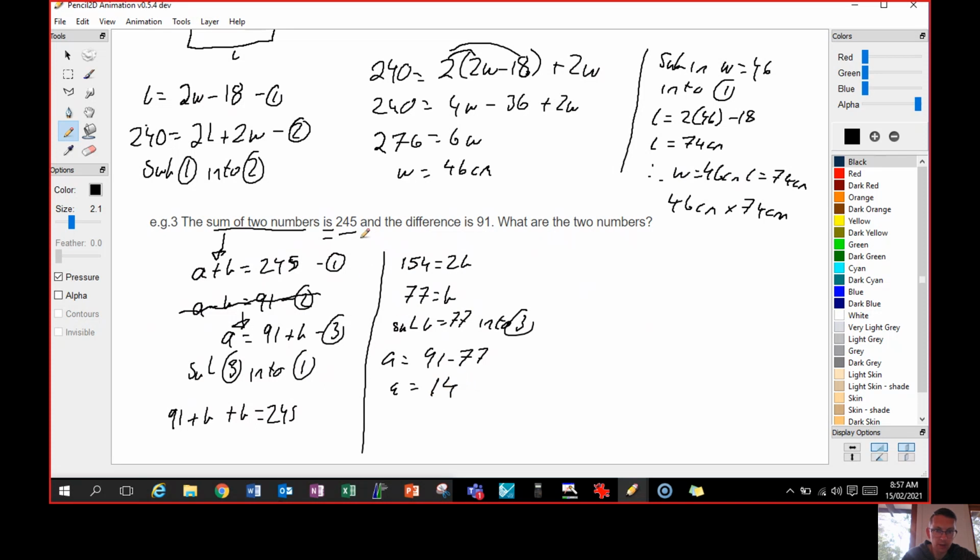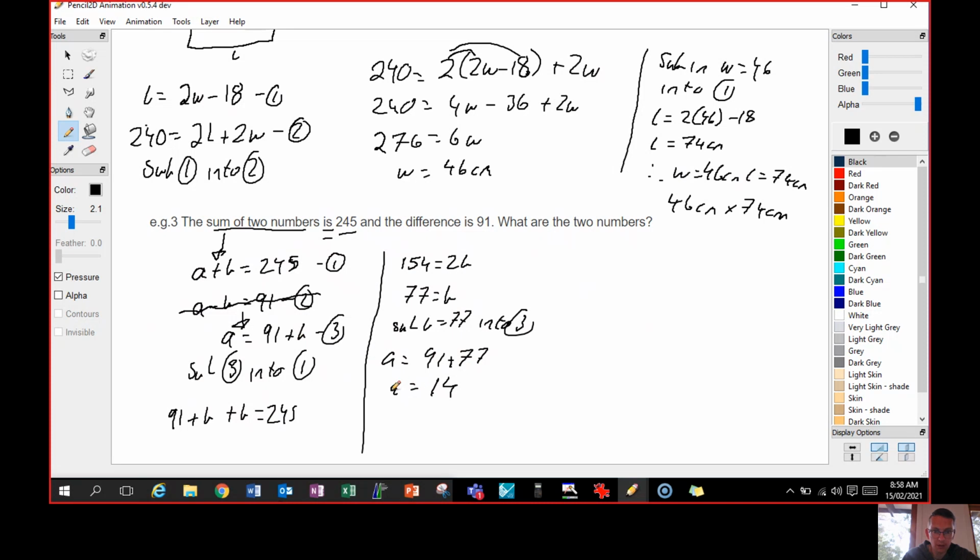So the sum of two numbers is 245. I don't think I may have got that right. It doesn't look like it. If I add these two together, that's not quite right, is it? What have I done here? A equals 91 plus B. 91 plus B, this is a plus. Right, so that's why it pays to always check, because I didn't actually transcribe my positive there.